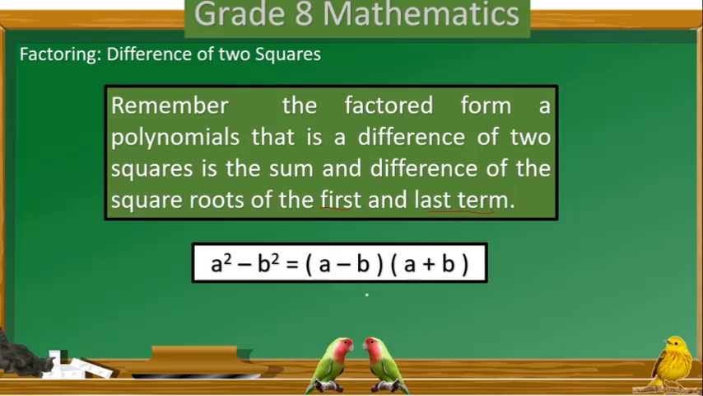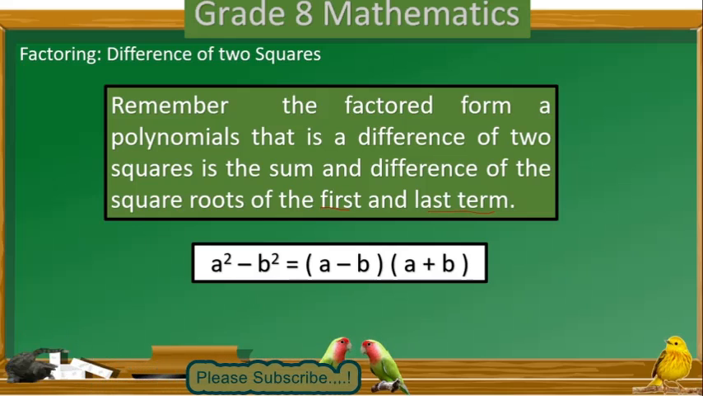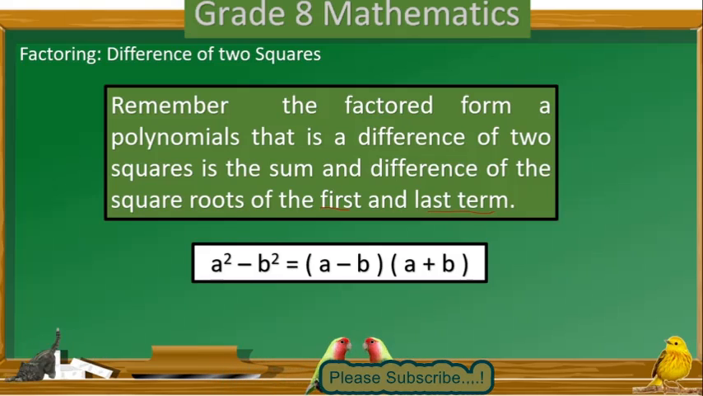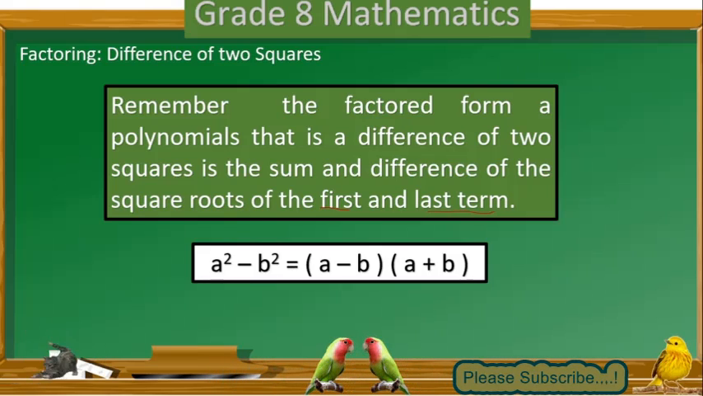Remember that to factor the polynomial that is the difference of two squares is the sum and difference of the square root of the first and last term. That is in the form of a squared minus b squared is equal to the quantity of a minus b times the quantity of a plus b. So take note of that form.